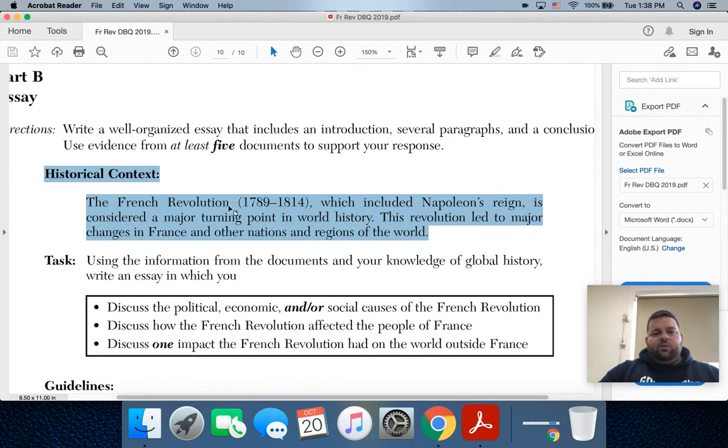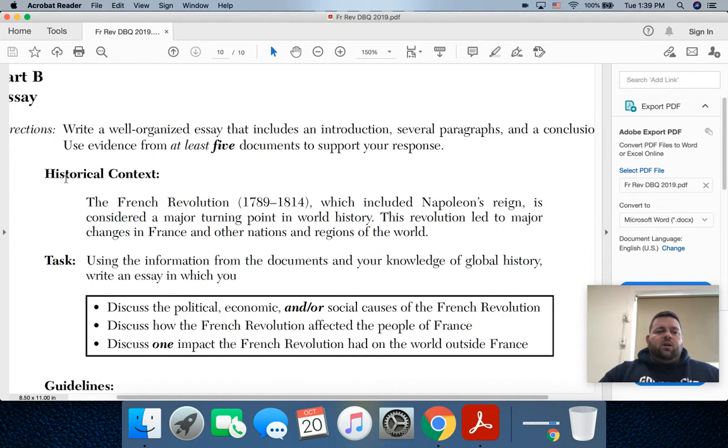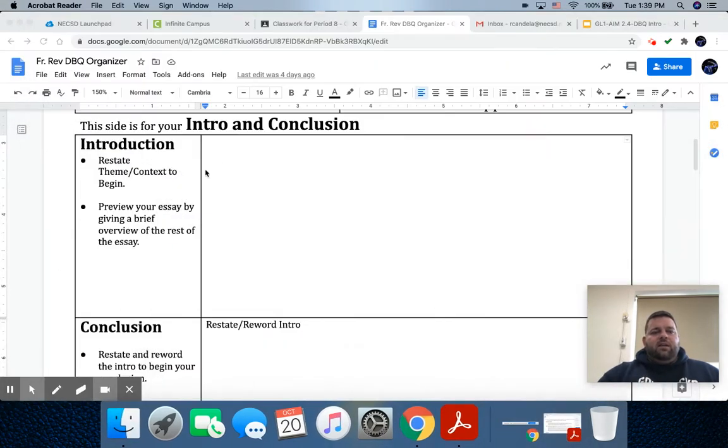So the French Revolution, 1789 to 1814, which included Napoleon's reign, is considered a major turning point in world history. This revolution led to major changes in France and other nations and regions of the world. So the historical context, like we said the other day, sets the stage for the essay and tells the reader what the essay is going to be about. By rewording the historical context, you make for a good introduction because you are telling the reader what your essay is going to be about.